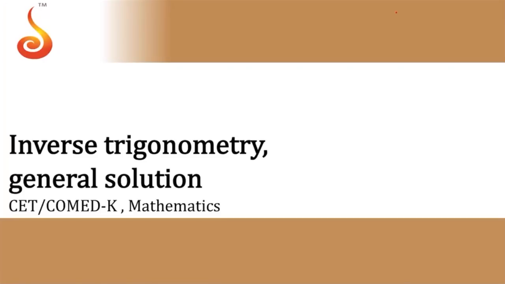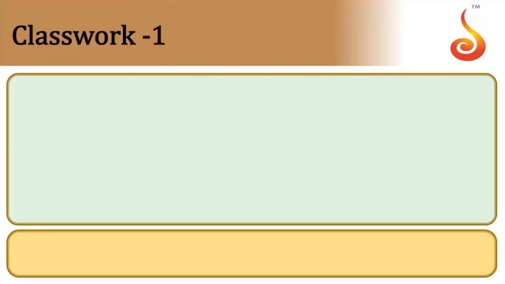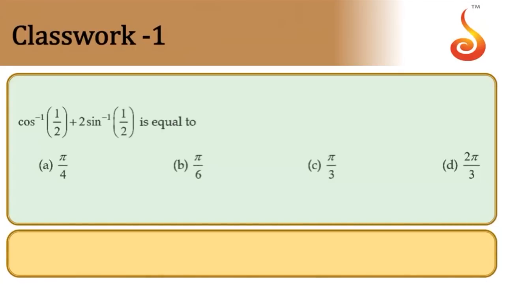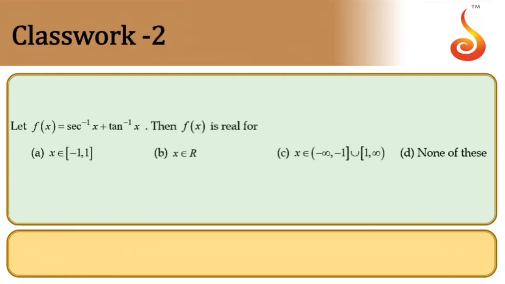We will start with the inverse trigonometric functions and general solutions. So to start with the first problem, cos inverse of half is nothing but pi by 3, and sin inverse of half is pi by 6. So it is pi by 3 plus 2 times pi by 6, which is equal to 2 pi by 3. That is the solution for the problem. I hope it is clear that by directly substituting the basic values, you will get the required answer here.